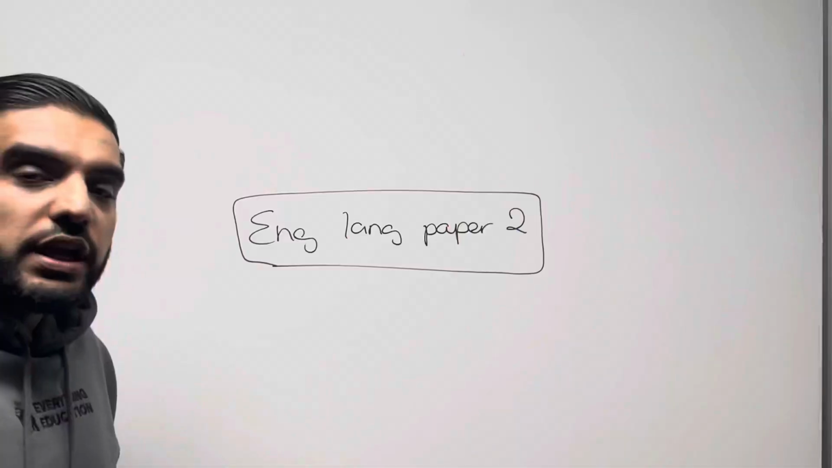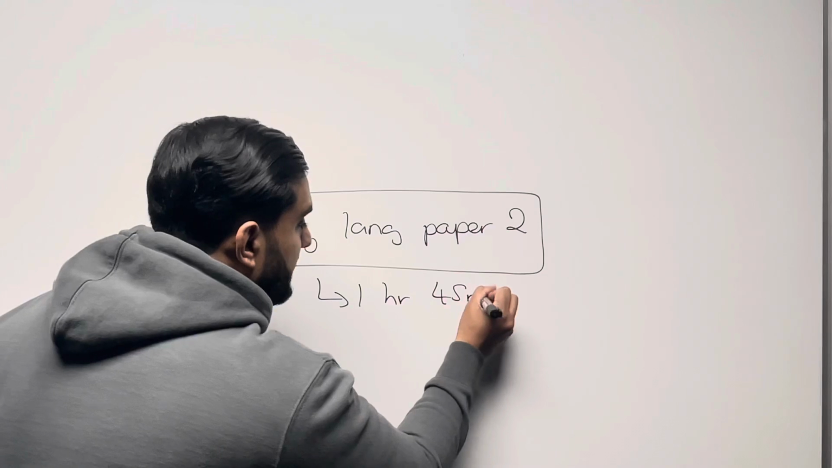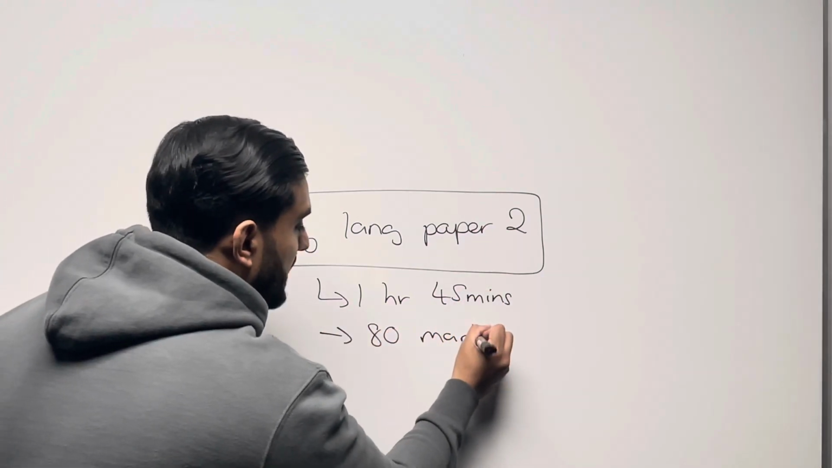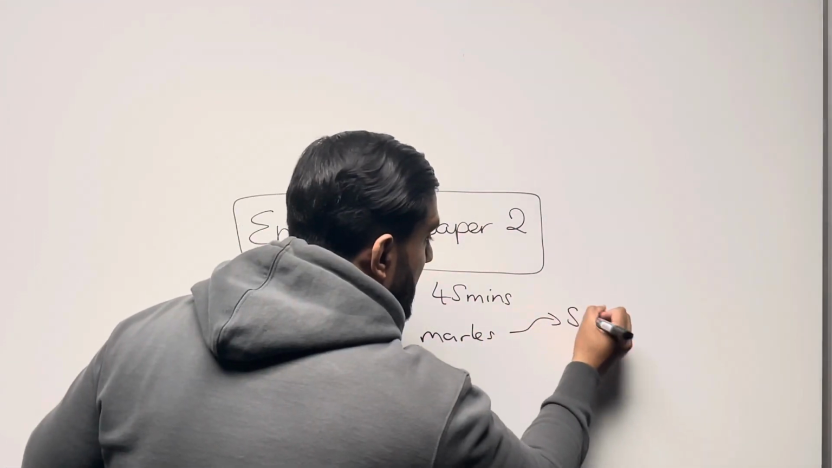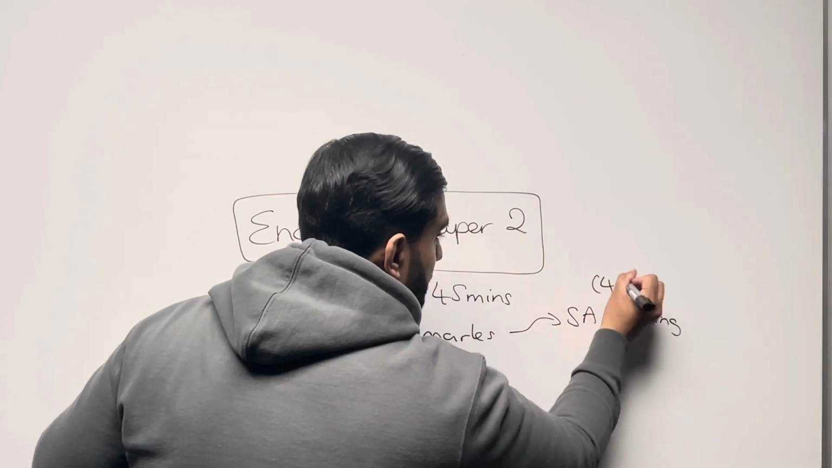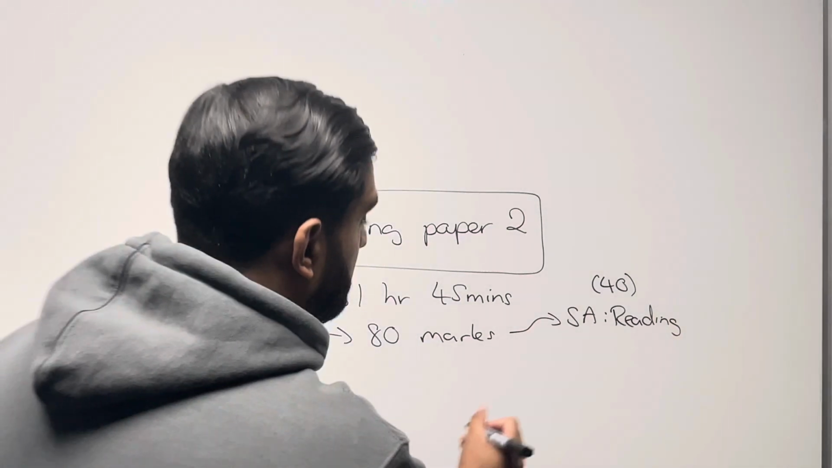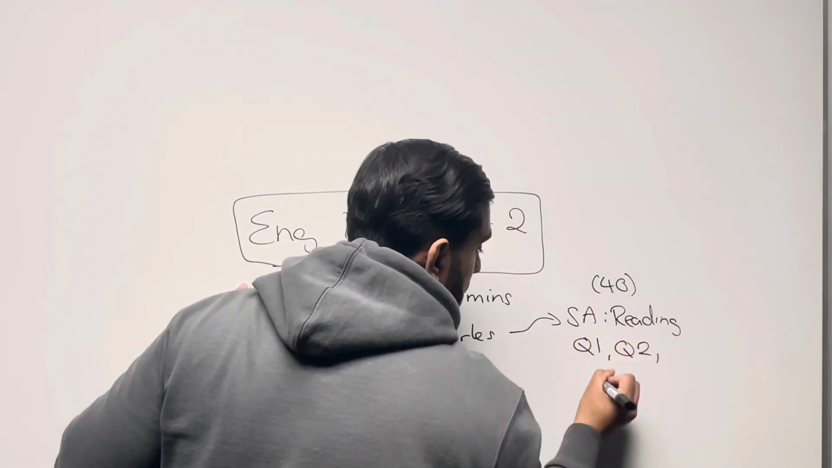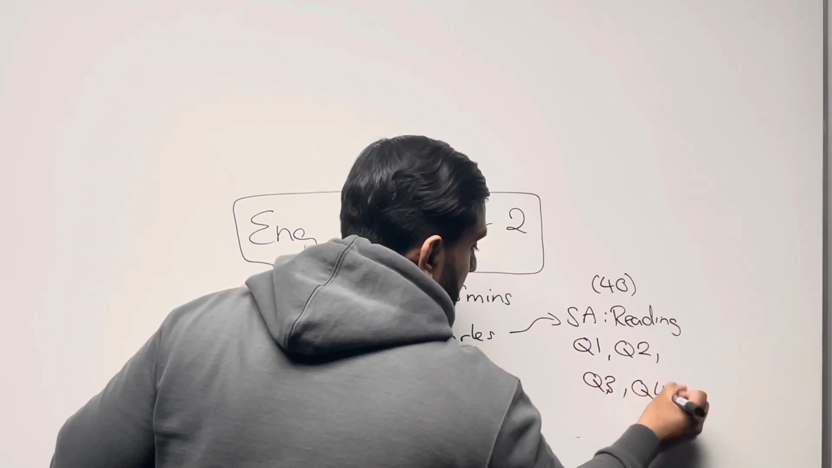Okay guys, so English language paper 2 as an exam is 1 hour 45 minutes in length, and the entire paper is out of 80 marks, divided into two sections. Section A is the reading section, worth 40 marks, which means it is worth 50% of the paper. Section A looks at question 1, question 2, question 3, and question 4.